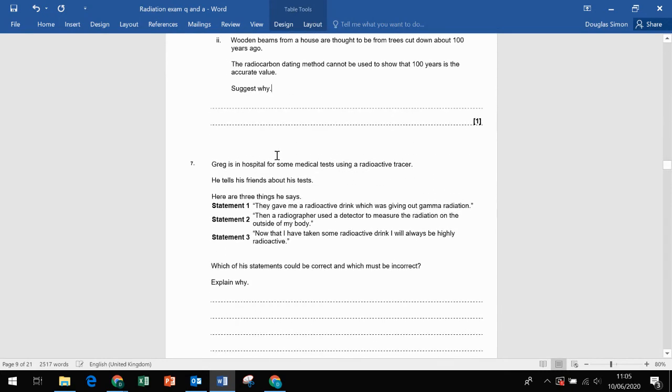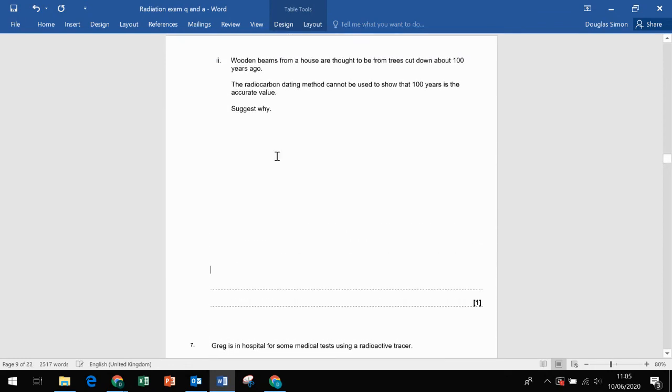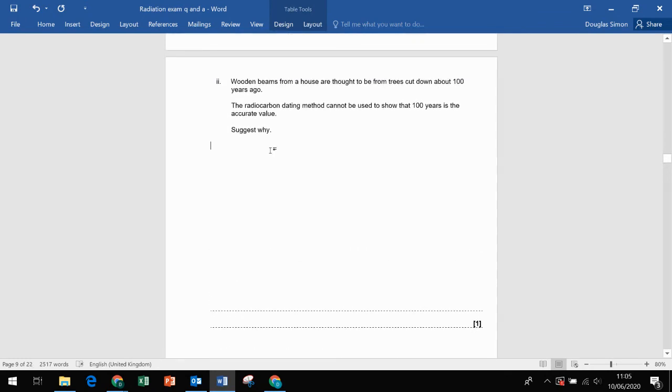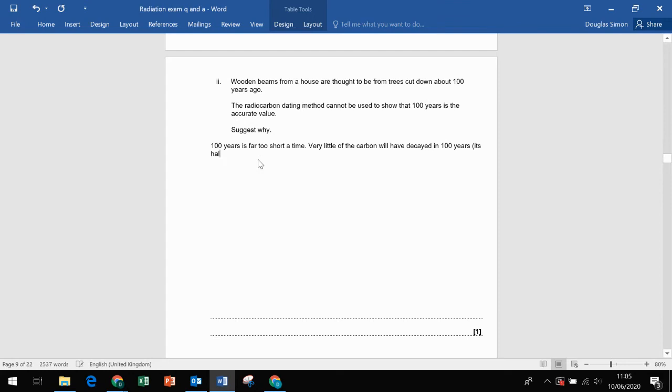All right, part 2. Wooden beams from a house are thought to be from trees cut down about 100 years ago. The radioactive dating method cannot be used to show that 100 years is the accurate value. Suggest why. So 100 years is far too short a time. Very little of the carbon will have decayed in 100 years, and its half-life is 5,700 years. So little will have changed that you just won't be able to measure it at all.